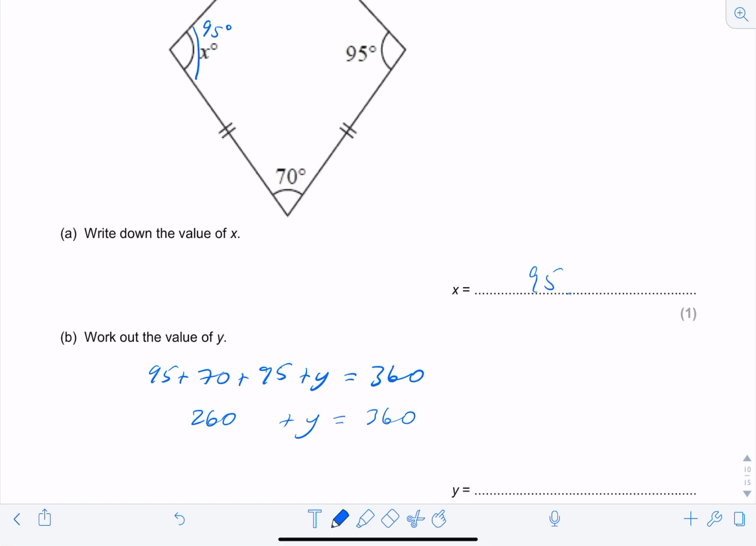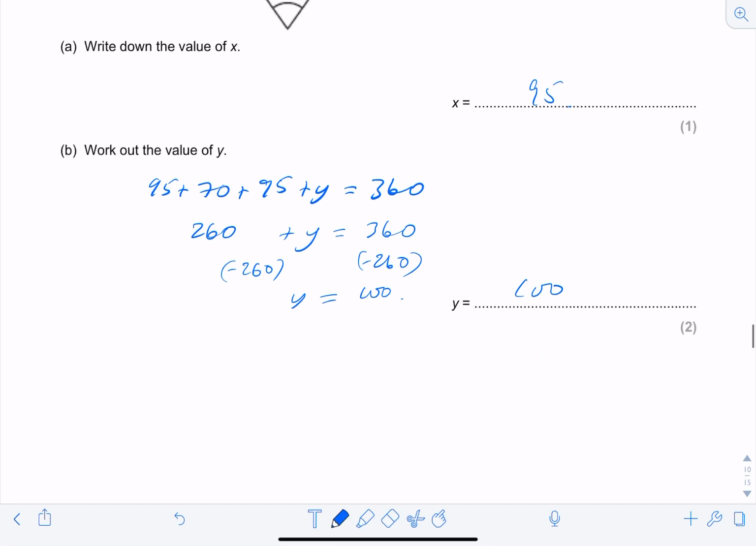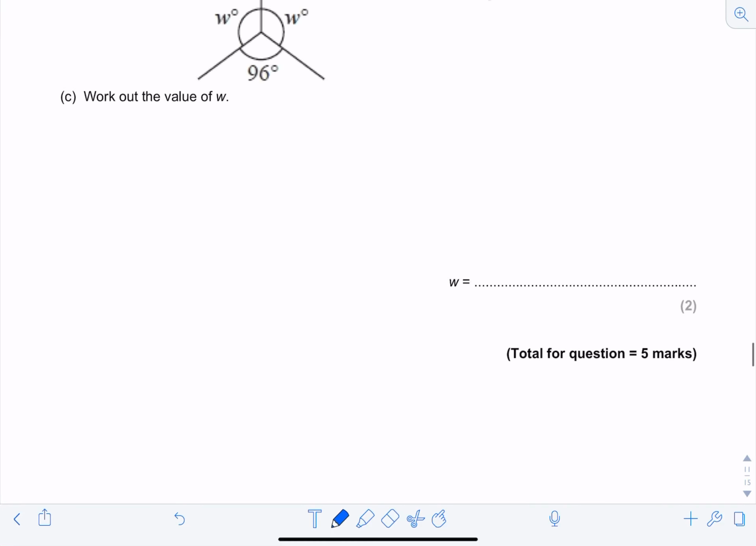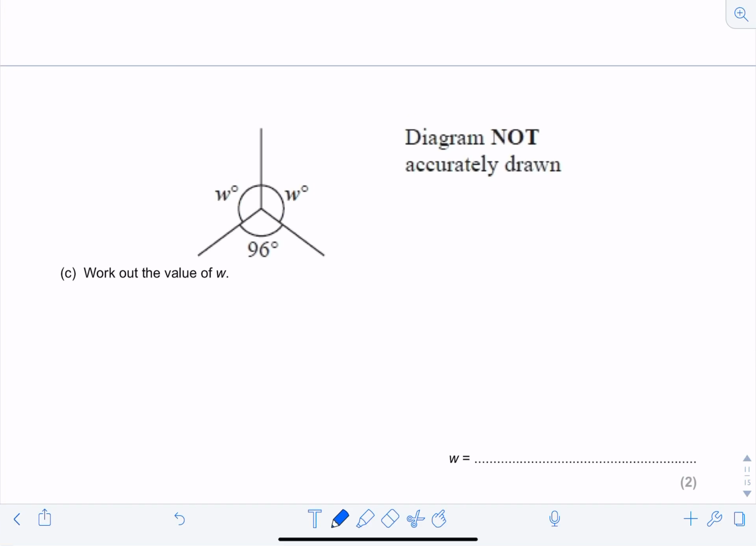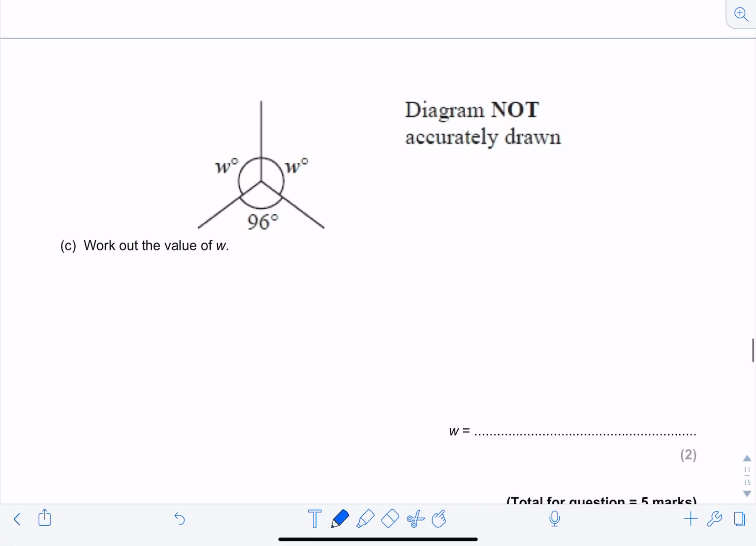Can you see what it is? I think you probably should. It's 100. Or, if you're not sure, you can just take away 260 from each side. 260 from each side, and you get y equals 100. Show your working. Okay, next question. Diagram not accurately drawn, so you can't measure these with a protractor.